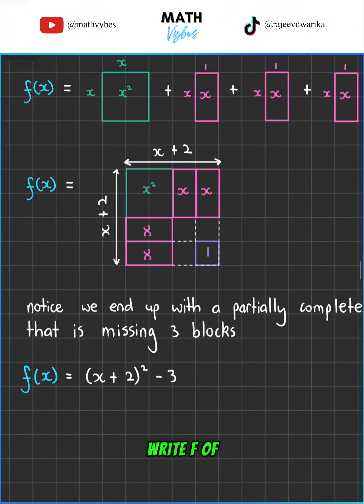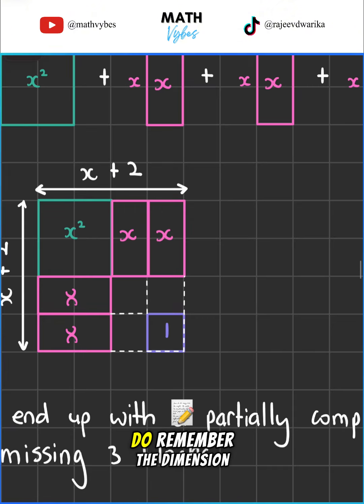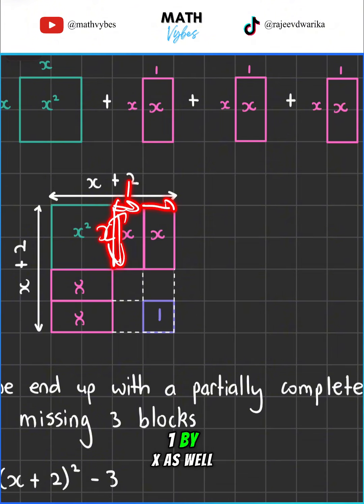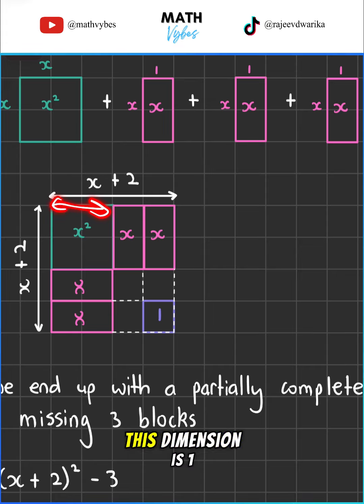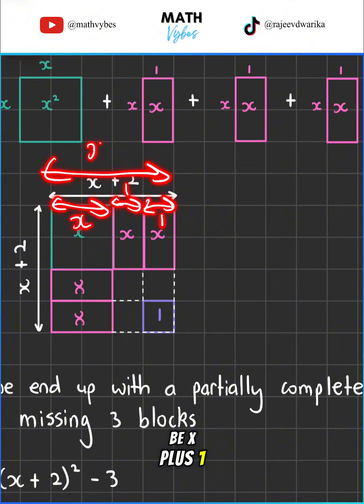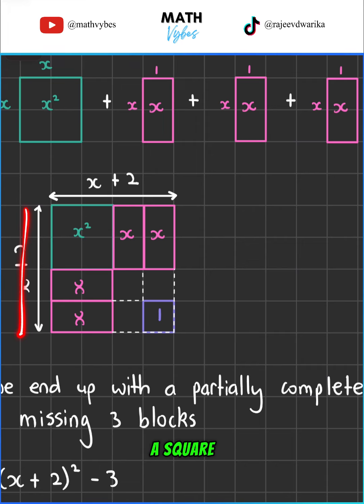If I wanted to write f of x, this is what I'll do. Remember, the dimension for x squared is x by x. The dimension for the x block is 1 by x, and this one is 1 by x as well. So if this dimension is x, this dimension is 1, and this dimension is 1, then this length over here will be x plus 1 plus 1, which is equal to x plus 2. And it'll be the same thing for the other side, because it's a square.